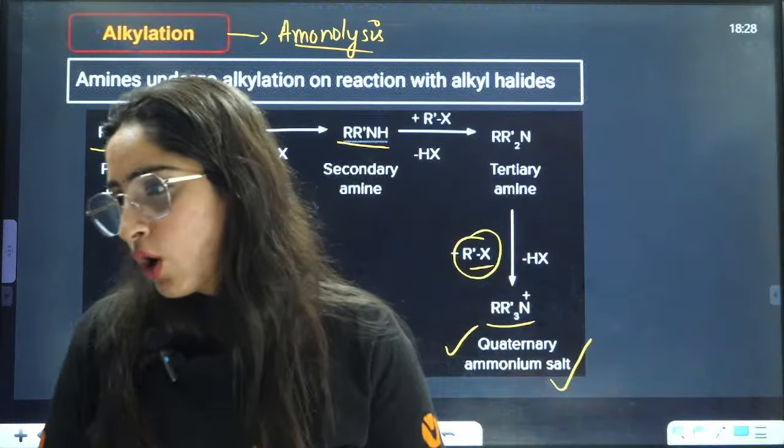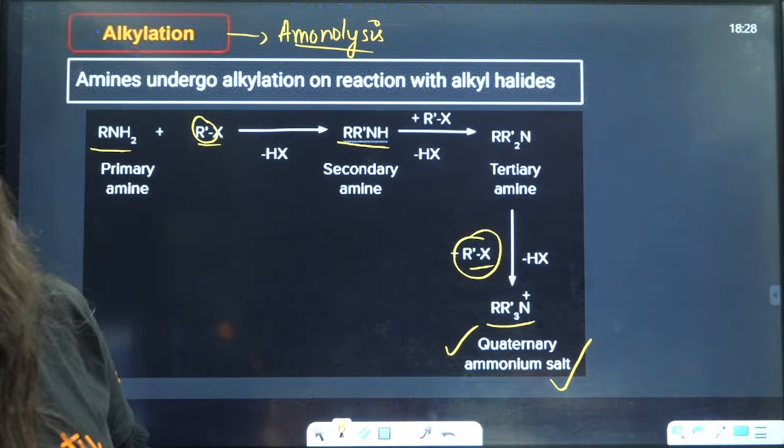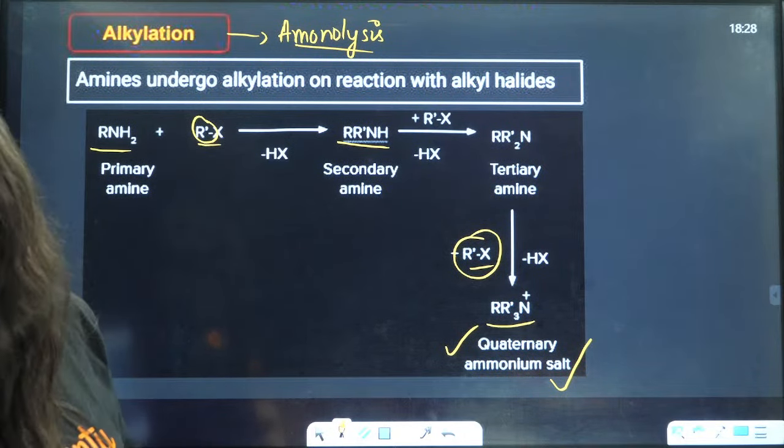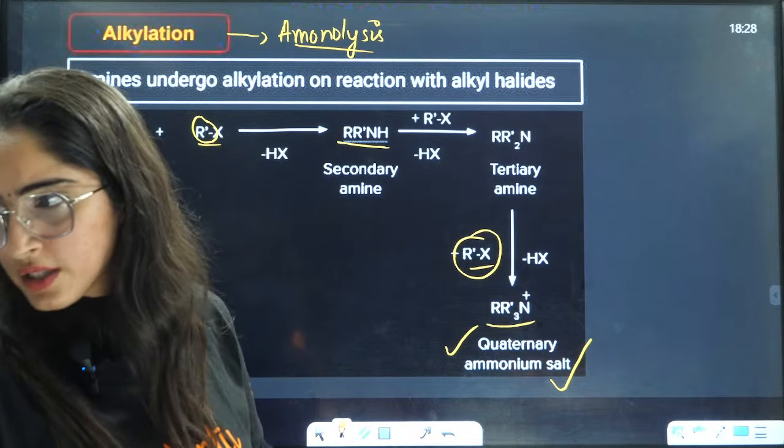ammonium salt. Right? Okay? Yes, furan, that is furan, but furan is oxygen. Yes, furan is oxygen.